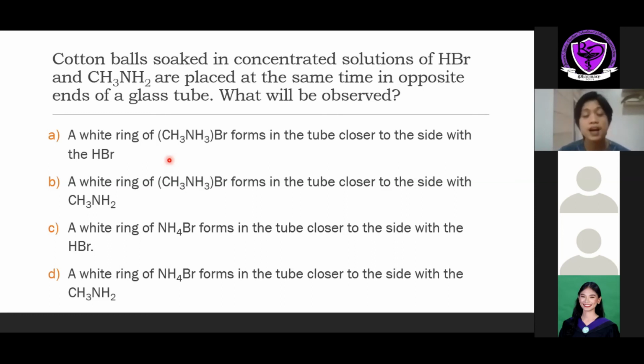Therefore, hydrobromic acid will move much slower and the ring will form closer to hydrobromic acid. Ayan, closer to hydrobromic acid kasi mas mabigat siya. Ibig sabihin, hindi naka-travel yung gas kasi mas mabagal.